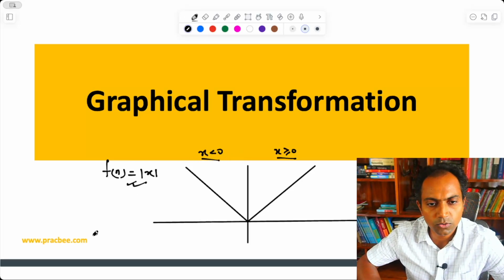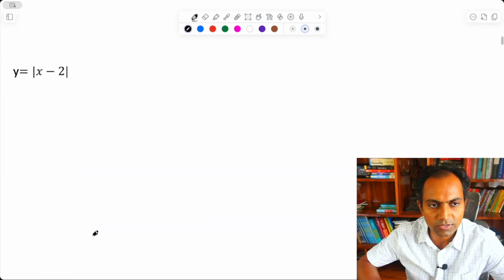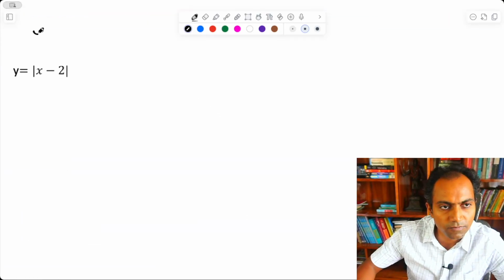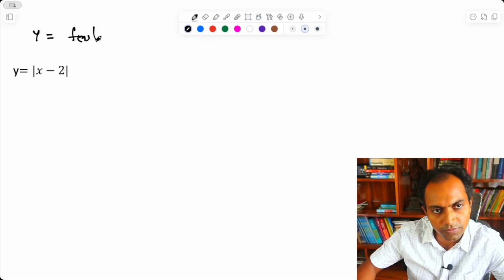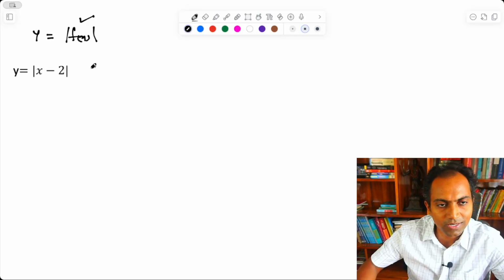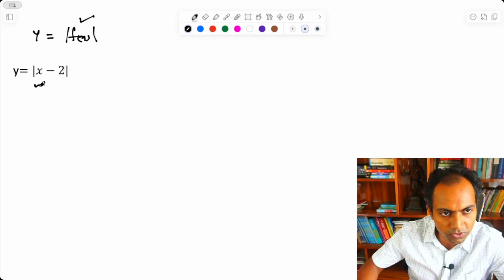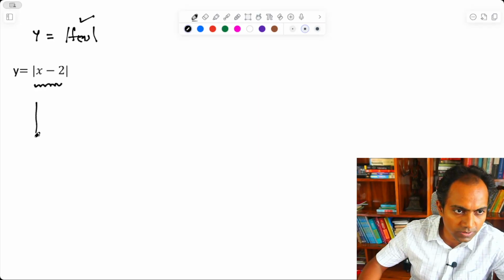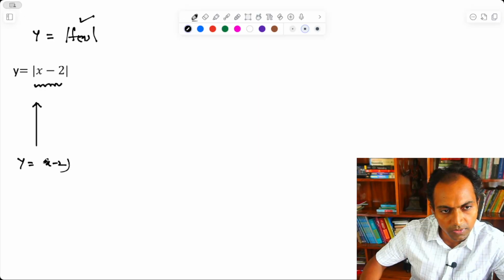Now there are 2-3 things we will want to know in this transformation. The first one is what happens if you have been given a graph of this form, y is equal to mod of f of x. So what we are doing is we are putting the modulus over the function, and for demonstrating this I have taken the simplest of functions, that is x minus 2. So what will happen in this case? There are 2 steps involved. In the first step, whatever is inside the modulus, that graph we are going to draw, that is x minus 2.